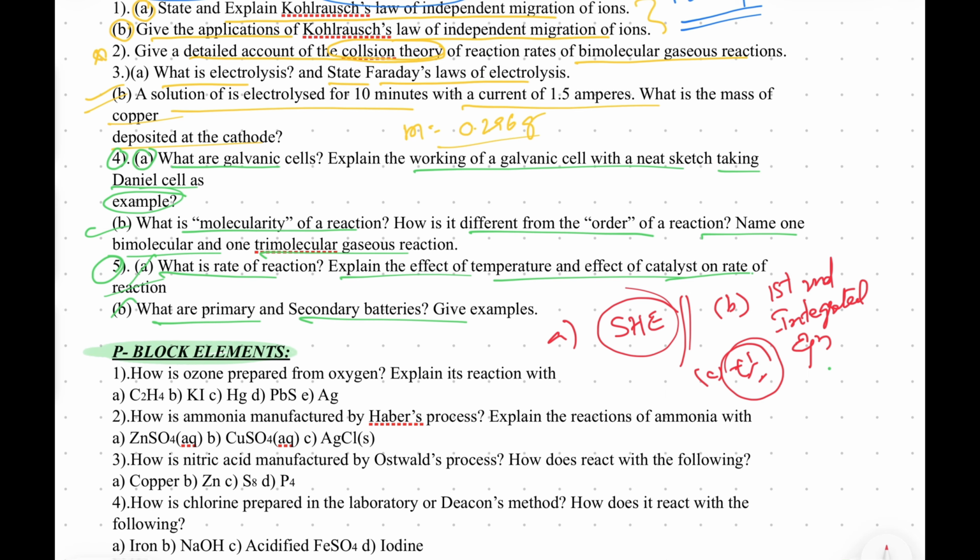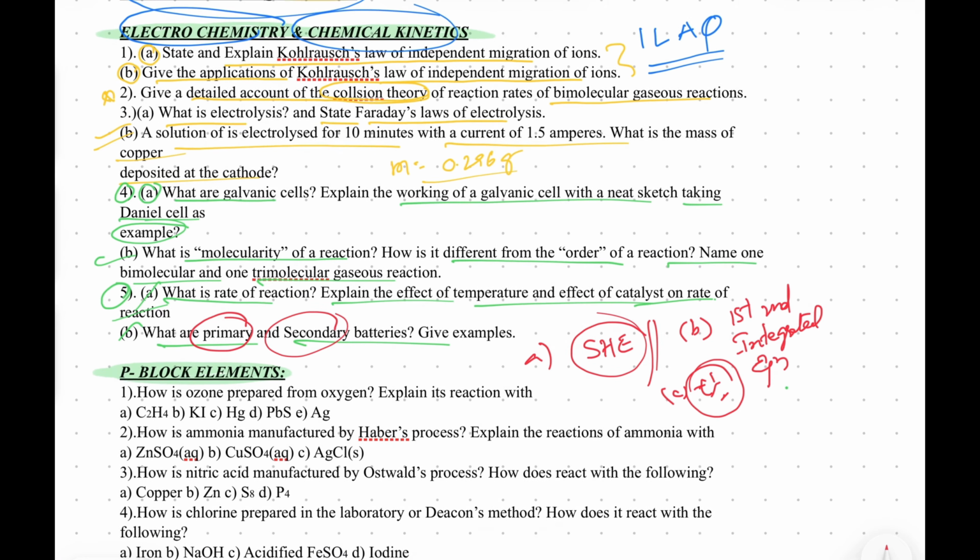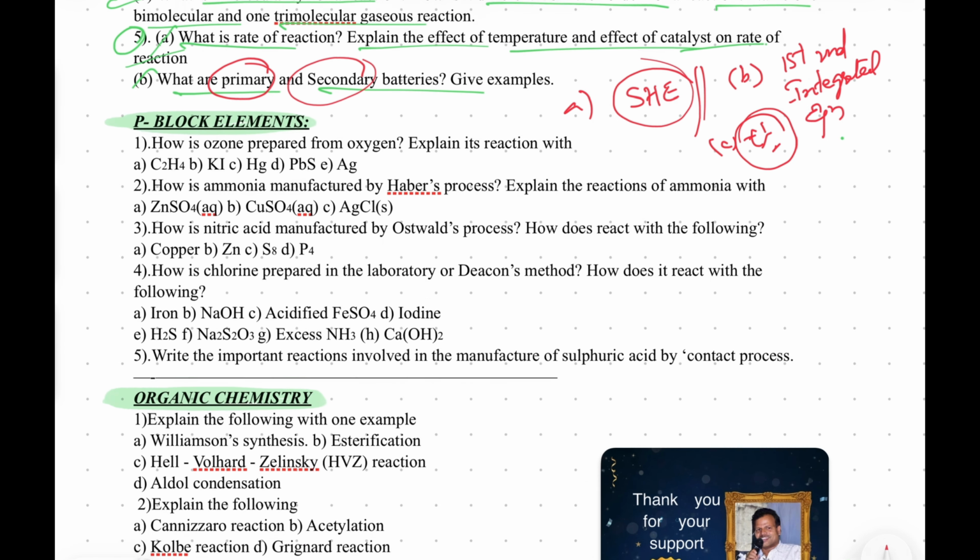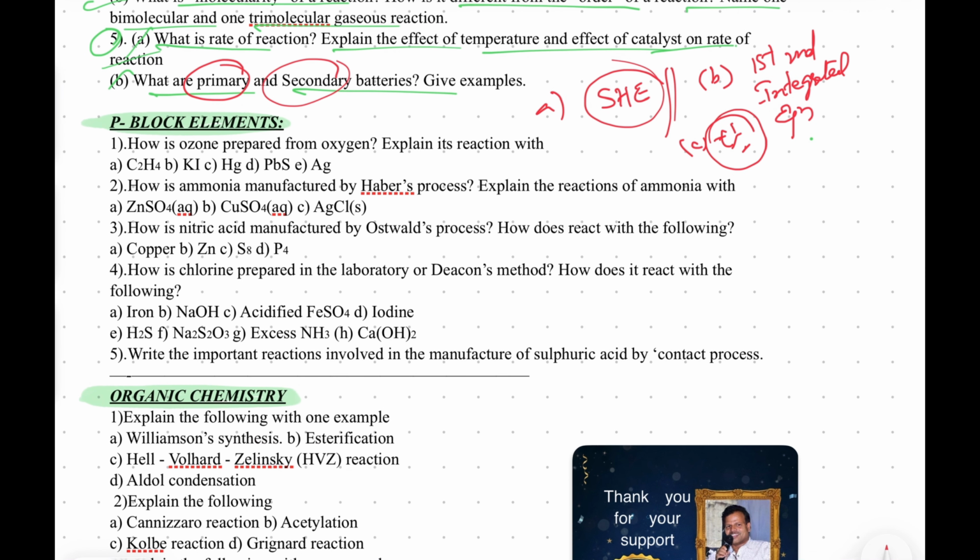Clear? Not only this, we have batteries, no? Primary battery, secondary battery. Sometimes they are asking what is the construction of a secondary battery. Such types of questions are also there in this topic. Don't forget, this is an LAQ topic. Both are electrochemistry and chemical kinetics. Okay students, next, physical chemistry is completed.